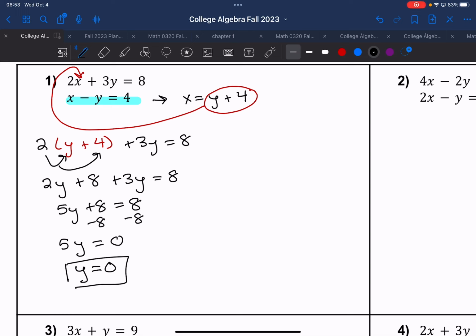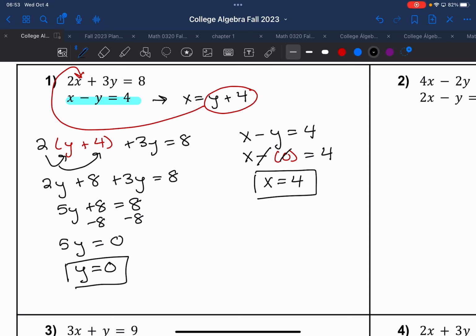How do you think I'm going to find my second answer? Good. I can plug in 0 for y into any of these equations. It looks like the easiest one to use is the one that I highlighted, x minus y equals 4, which was one of my original equations. We found that y is equal to 0, so I'm going to have x minus 0 equals 4. Do we need that minus 0 there? Nope, so this is just x equals 4.